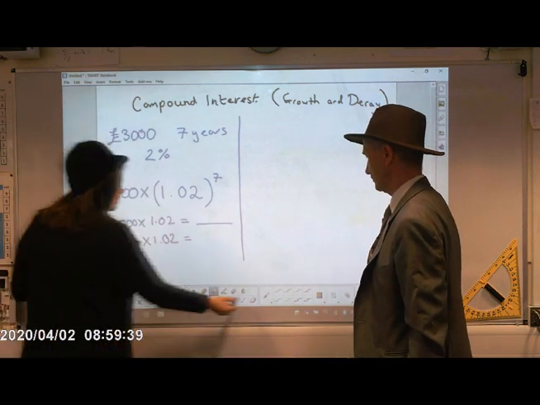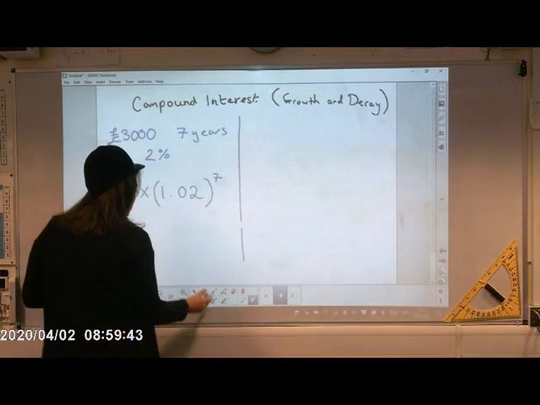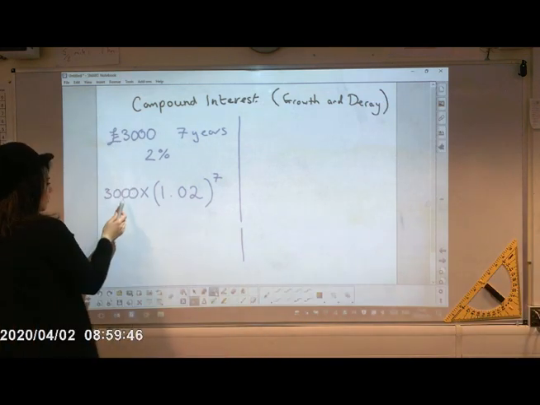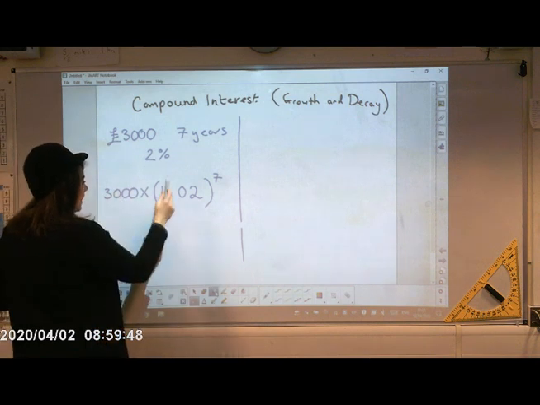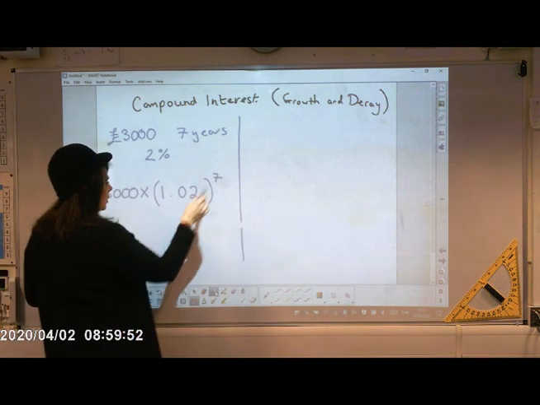You would end up with the same answer as the formula, but obviously that's going to take more time. So the important thing for you guys to take in is this formula, which I'm just going to go over one more time. The amount you're investing times by your decimal, your 2%, which would be 1.02 to the power of 7.